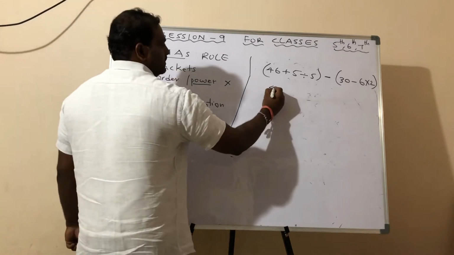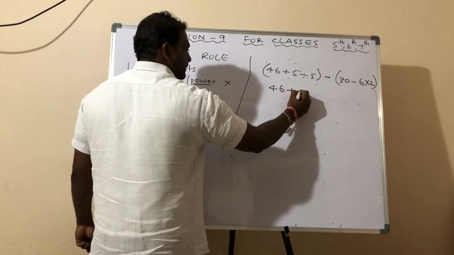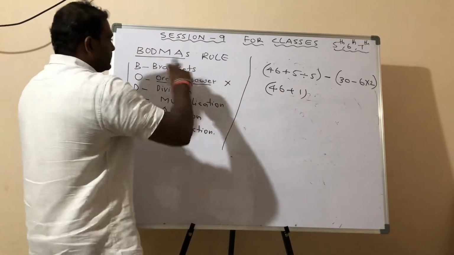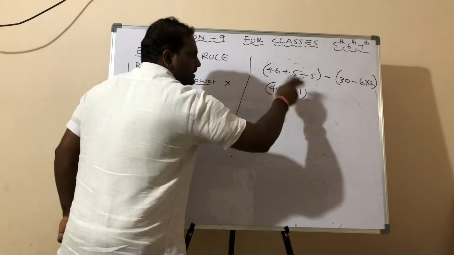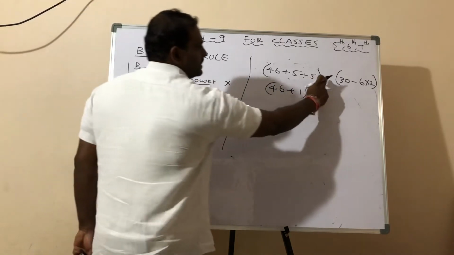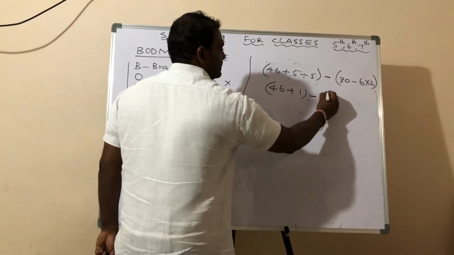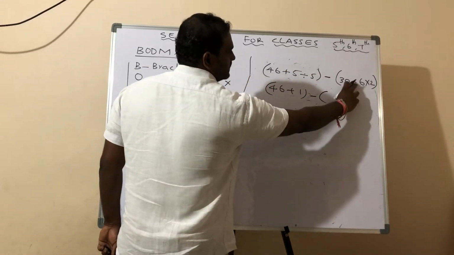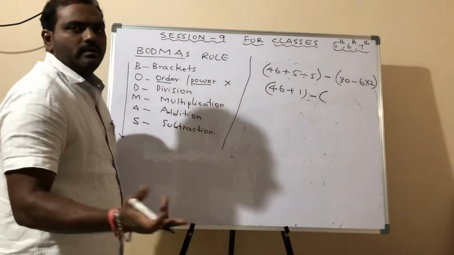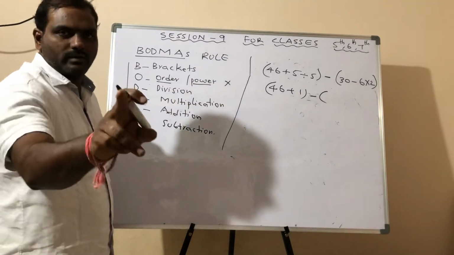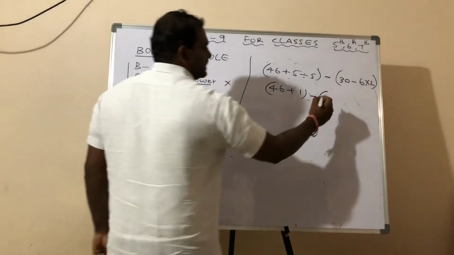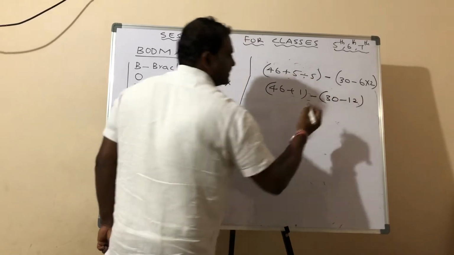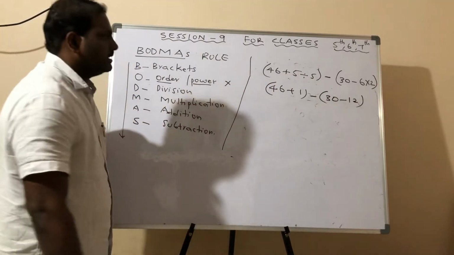So it is 46 plus 1. Now I am keeping the brackets. You said that you have to do the brackets. Yes, I am doing the brackets only. I am not doing this subtraction. Minus 30. Now look at this. One minus is there, one multiplication is there. Which one do I have to follow first? I have to follow multiplication. So what will I get? 30 minus 12. Why 12? 6 twos are 12.